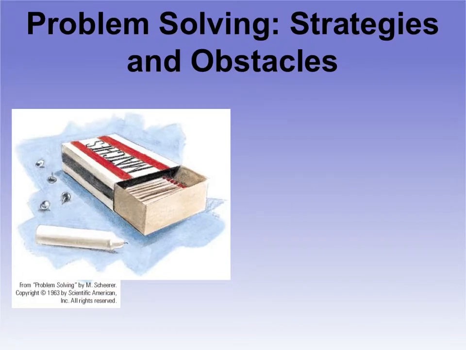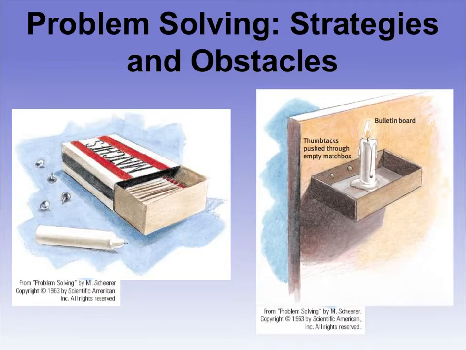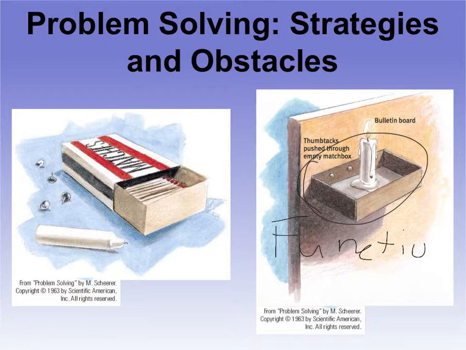Here's another example. If you were only given these supplies, and you were told, make the candle stand up. Wait, I don't have a stand. How can I make the candle stand? Well, you could use the empty matchbox as the stand. I apologize that it's not on this slideshow. We'll discuss it in class. But that is an example of overcoming something called functional fixedness.